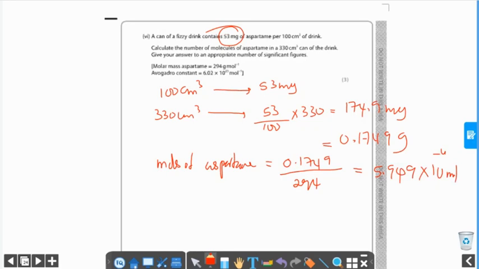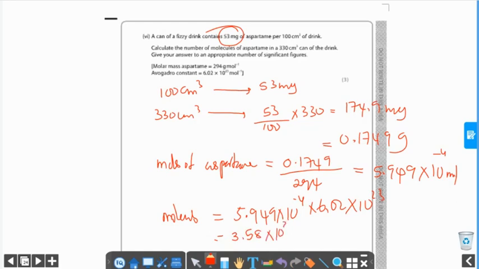So the question is what? Calculate the number of molecules. You got the moles. How to convert the moles into molecules? Multiply by Avogadro's constant. That's the answer. What's the answer? 3.58 times 10 to the power 20 molecules. Let's see, imagine the amount of molecules. 10 to the power 20 molecules. Almost like 4 times 10 to the power 20 molecules.